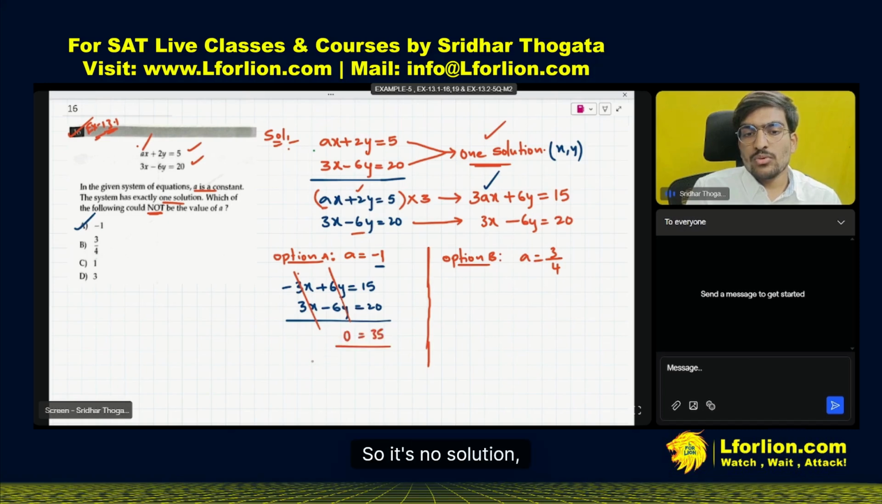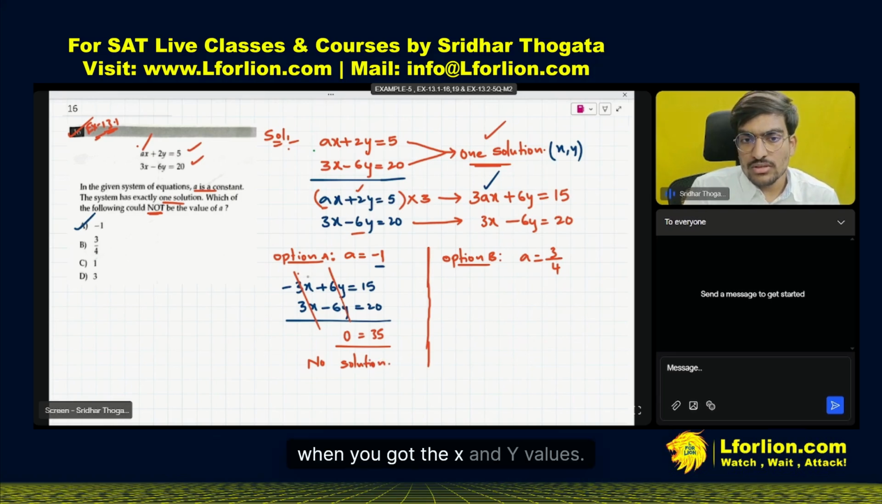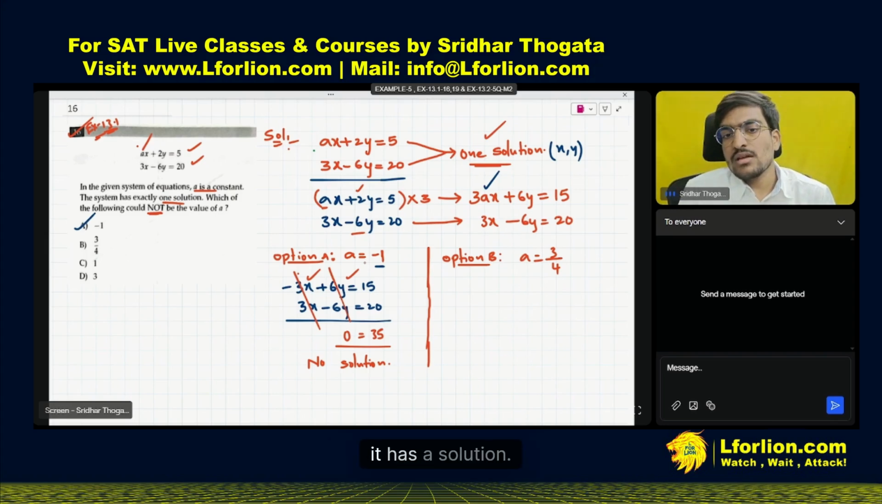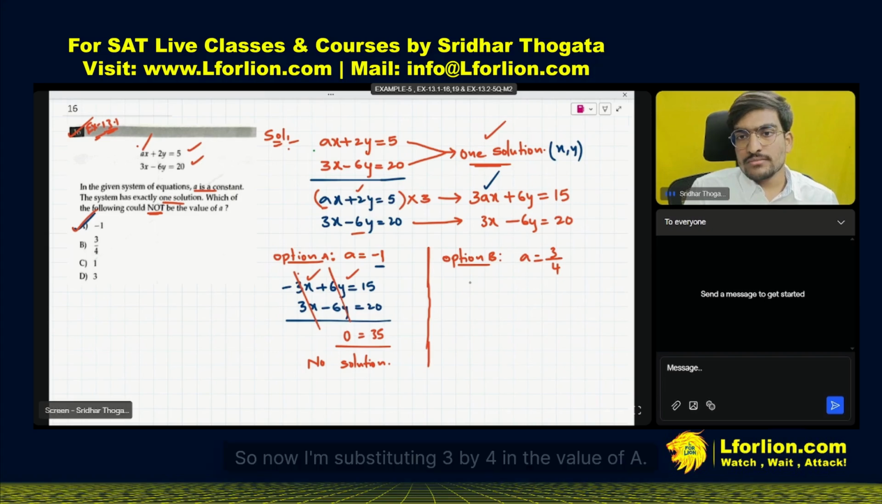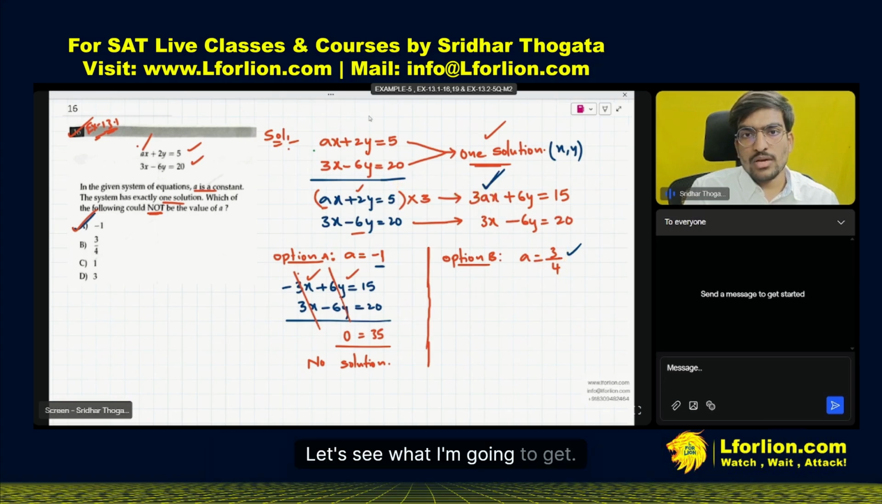So it's no solution. It doesn't have a solution. What does it mean? When do you know that it has a solution? When you got the x and y values, then we say it has a solution. So it's directly option A that is correct. Let me check options B, C, D. So now I'm substituting 3 by 4 in the value of A. This 3 by 4 I'm just putting here in equation 1. Let's see what I'm going to get.